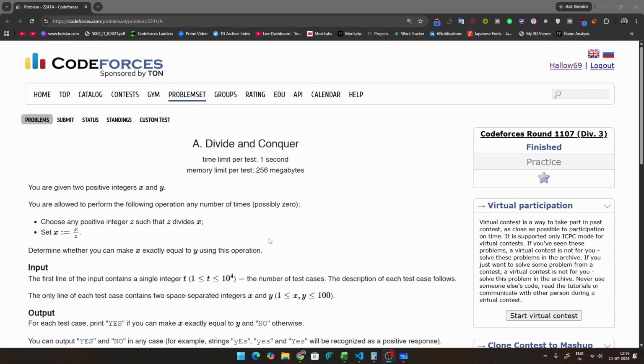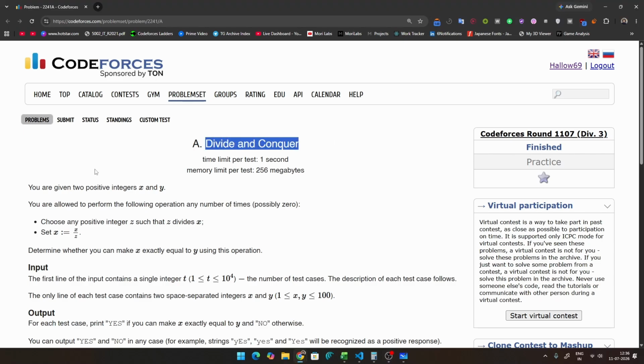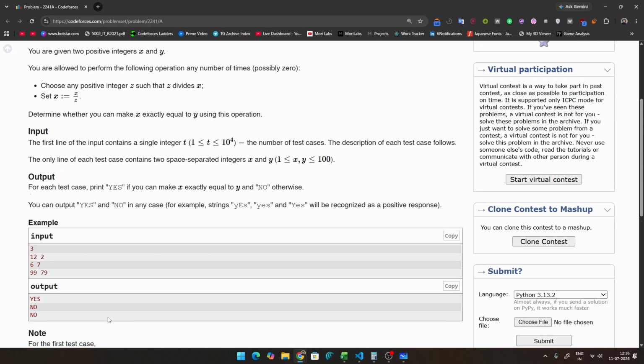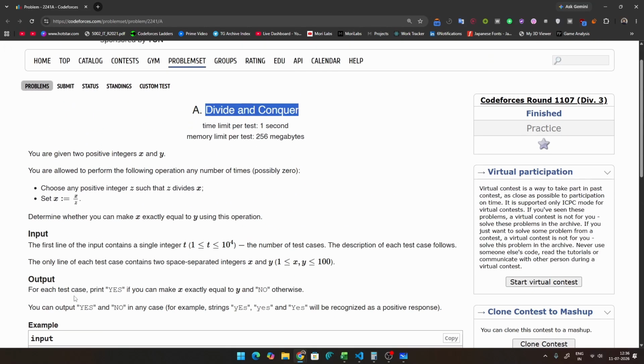In today's episode, we're solving problem 2241A called Divide and Conquer. It's an easy problem, simple problem, and interesting problem as well. Let's go ahead and read through the problem, read through the inputs, the example, and then try to form the solution and put that into Python code.